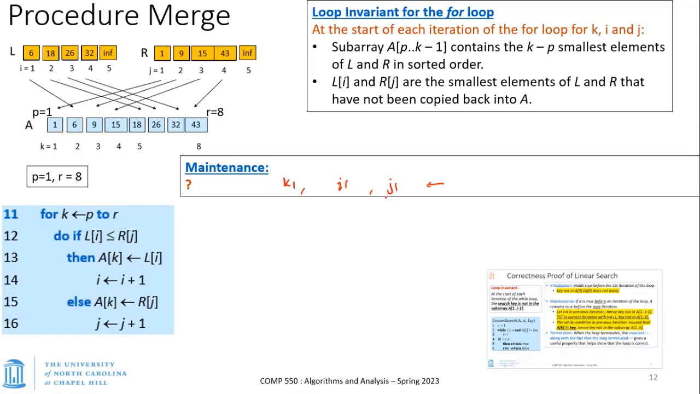And in the current loop, what would be the values? Kind of a trivial question. K1 plus 1, clearly, because you're incrementing K from P to R. So the current value would be K1 plus 1. What would be the new value of I1? I1 plus 1. And what would be the new value of J1? J1 plus 1. Okay, so we're going along with the flow.